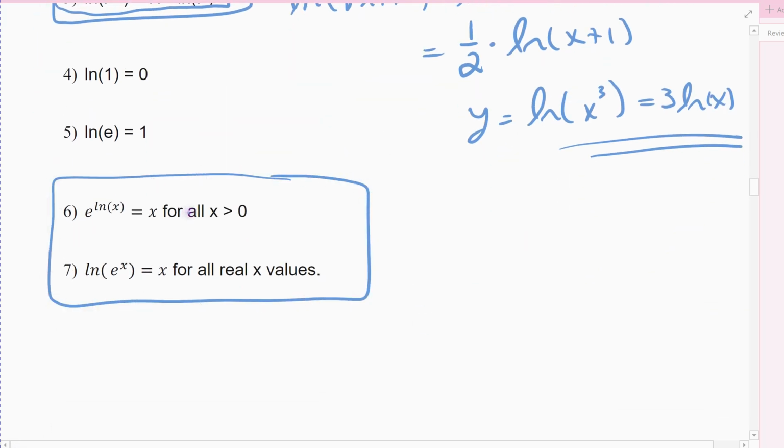These 2 expressions allow me to solve equations, which we'll be using. If I get e raised to the natural log of x, well, the e and the natural log undo one another, leave me with x. And the same thing's true if I write it in the other order. Natural log of e to the x, again, natural log and e are inverses. They undo each other and will leave me with the x value.